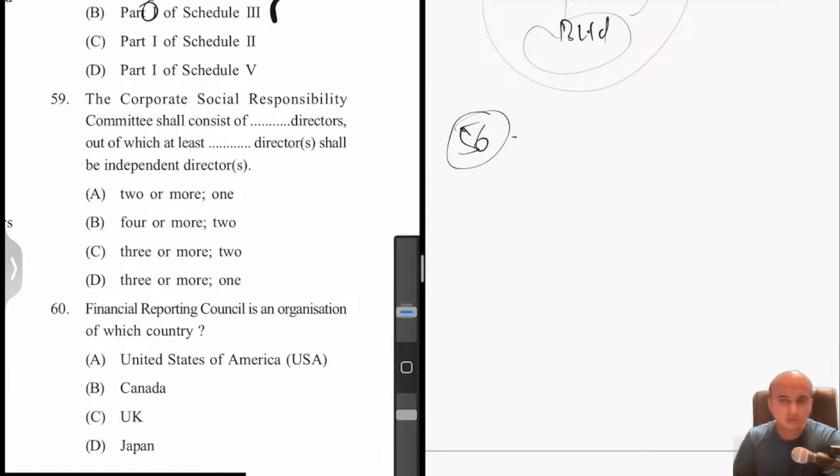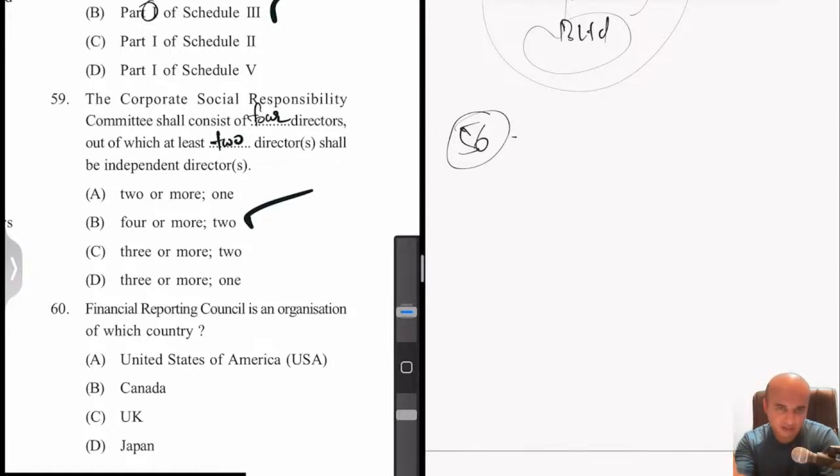So this is as per section 135(5), and the answer in this case is shall consist of 4 or more directors, out of which at least 2 directors shall be independent directors. So now, who is an independent director? An independent director is one who is not an employee or even the promoter of a company, and who has nothing to do with any of the promoters or directors of the company. And these independent directors are also appointed by the board of directors to provide an outside view or independent oversight and maybe protect the interest of the shareholders.